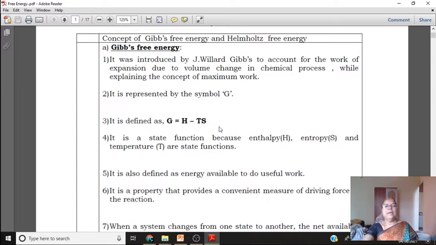So that we have this equation G equal to H minus TS, and it is a state function because the enthalpy H, entropy S and temperature, these are all state functions. They depend only on the initial state and final state. Its absolute value we cannot determine. We can find only the change in the state functions. Then it is also defined as the energy available to do useful work.